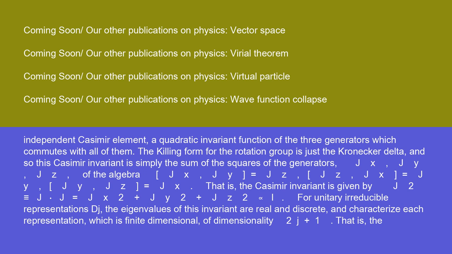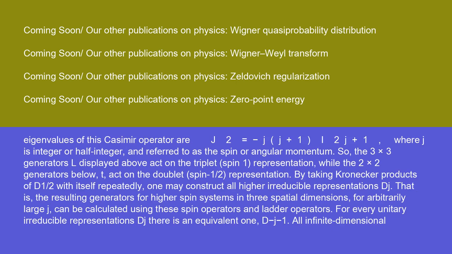That is, the Casimir invariant is given by J² ≡ J·J = Jx² + Jy² + Jz², proportional to I. For unitary irreducible representations Dj, the eigenvalues of this invariant are real and discrete and characterize each representation, which is finite dimensional, of dimensionality 2j + 1. That is, the eigenvalues of this Casimir operator are J² = −j(j + 1)I, where j is integer or half-integer and referred to as the spin or angular momentum. So, the 3×3 generators L displayed above act on the triplet spin 1 representation, while the 2×2 generators below, t, act on the doublet spin 1/2 representation.